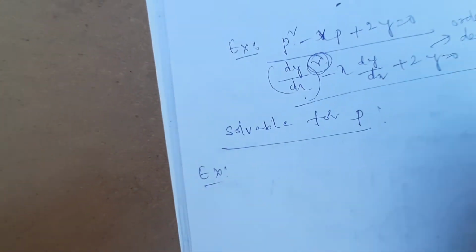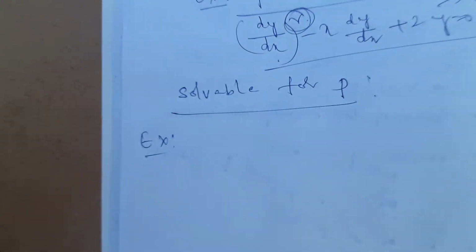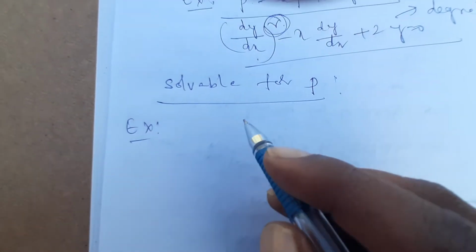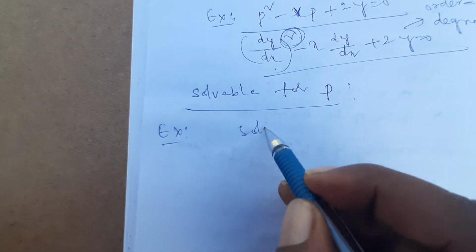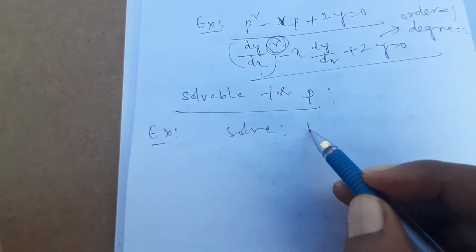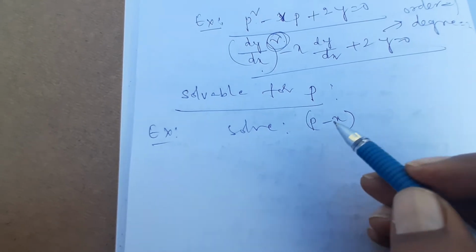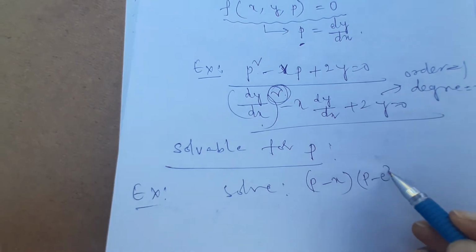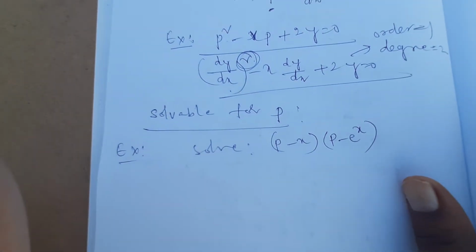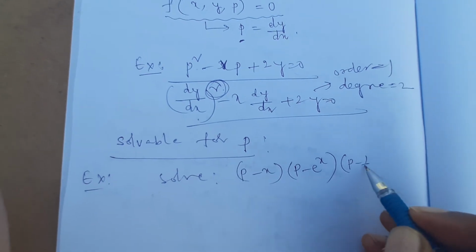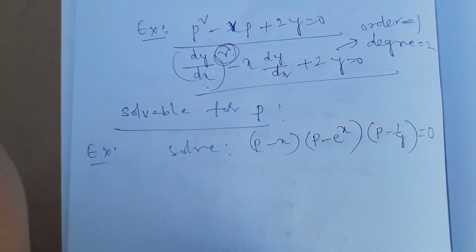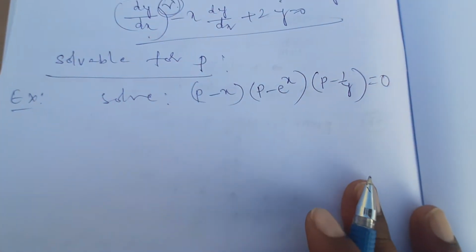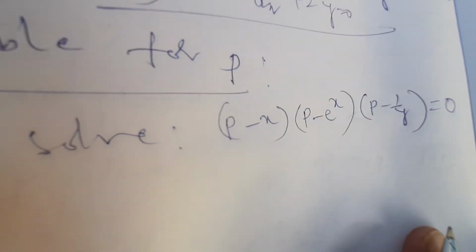The example is given as: solve the differential equation (p minus x) into (p minus e power x) into (p minus 1 by y) is equal to 0. So they have given it like this: solve (p minus x)(p minus e power x)(p minus 1 by y) is equal to 0.